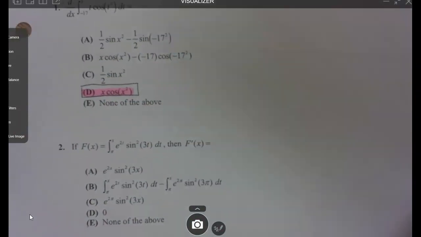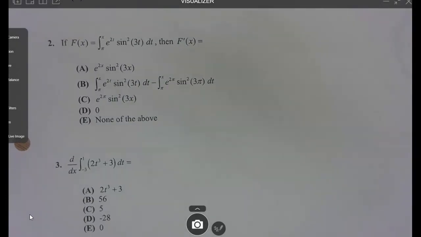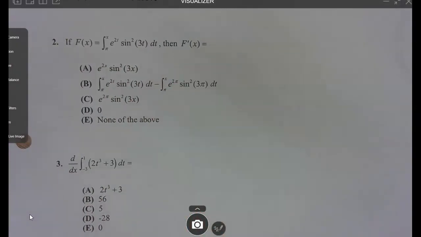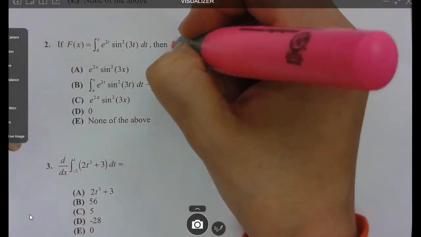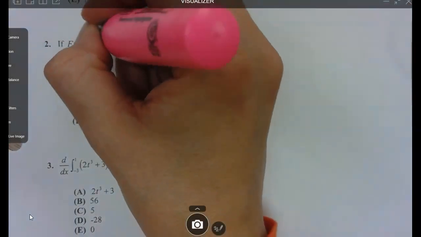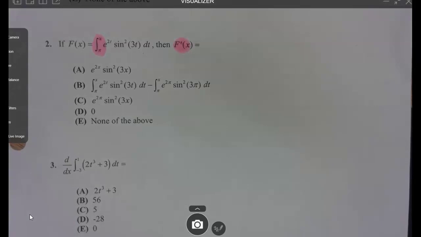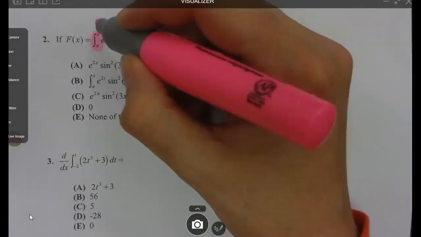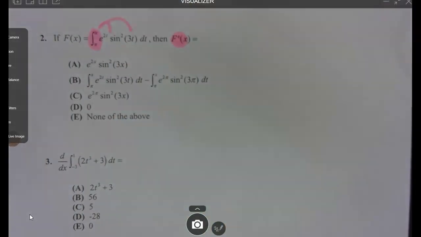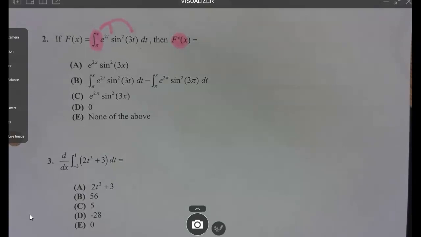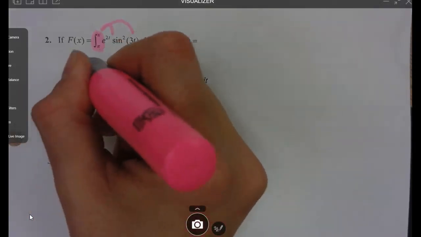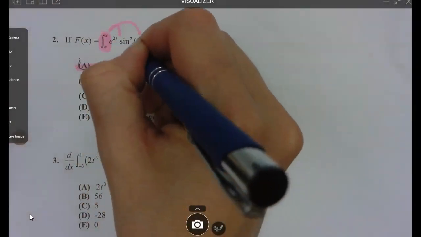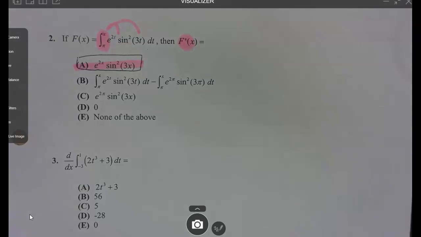Number 2, very similar setup. This time we have f of x equals blah, blah, blah. Find f prime. So again, asking you to find f prime is the same as asking you to differentiate this function here. So if we take the derivative of the integral, we end up with x plugged in for every t. So we're going to have e to the 2x sine squared 3x, or multiple choice option A. Feels perfect so far.